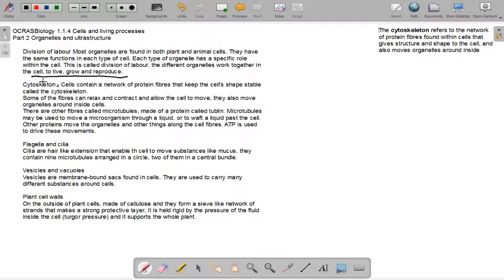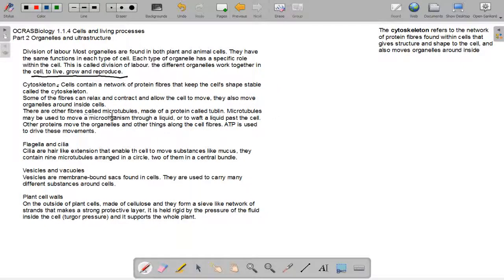So, for example, the cytoskeleton, they contain a network of protein fibres that keep the cell's shape stable. Some of the fibres can relax and contract and allow the cell to move, and they also move organelles around inside the cells. There are other fibres called microtubules, made of a protein called tubulin. Microtubules may be used to move a microorganism through a liquid, or to waft the liquid past the cell. Other proteins move the organelles and other things along the fibres. ATP is used to drive these movements.